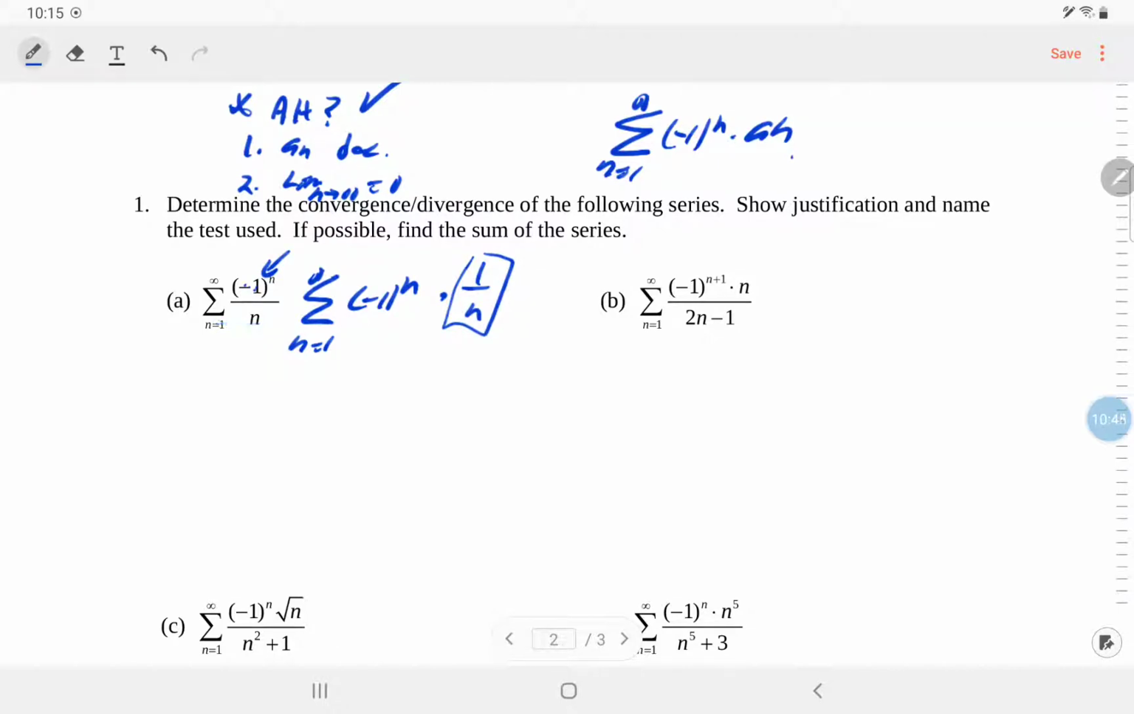I start at 1, so my first term would be 1 over 1. And then I'm going to infinity, so it'd be 1 plus 1 over 2, and then 1 over 3, and 1 over 4. And as these bottoms keep getting bigger and bigger, as it goes to infinity, I can see that it's decreasing. Bigger bottom means smaller fraction.